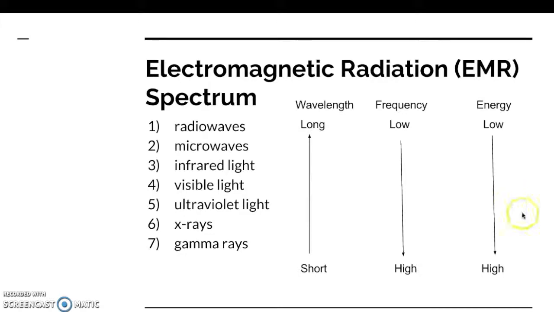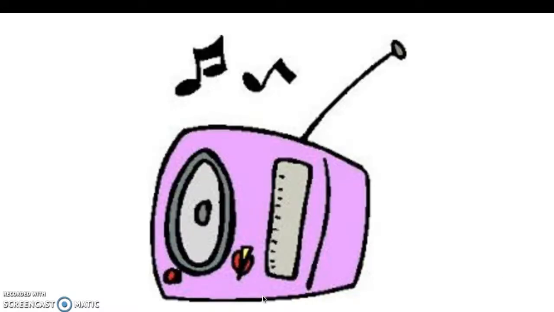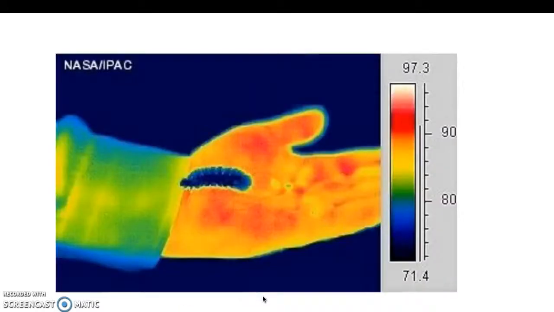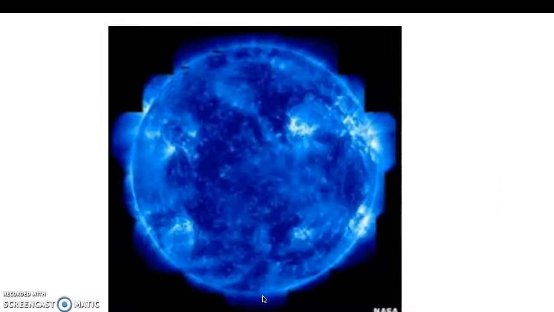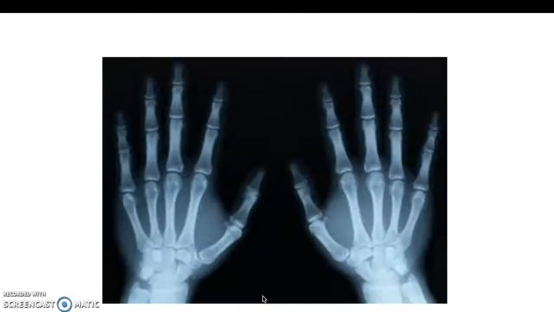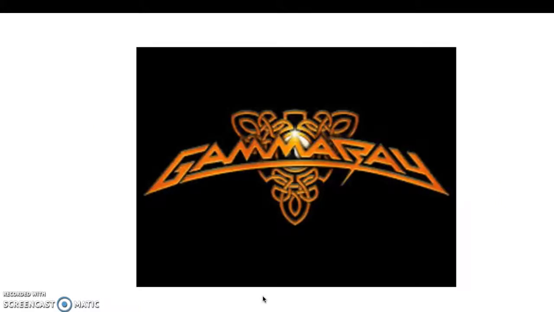So here I've listed the 7 different types or parts of the EMR spectrum. I've ordered them going from longest to shortest wavelength, lowest to highest frequency, and lowest to highest energy. So to remember this order, you could think radio waves, microwaves, infrared light, visible light, ultraviolet light, X-rays, and gamma rays.